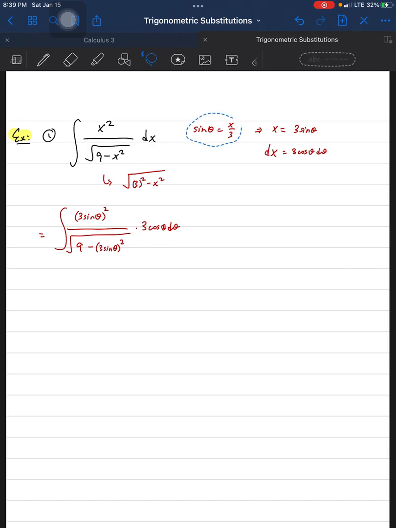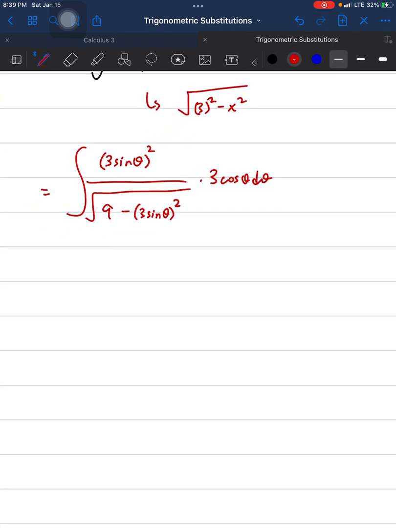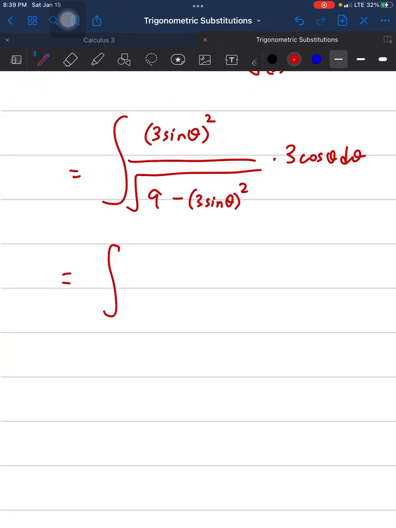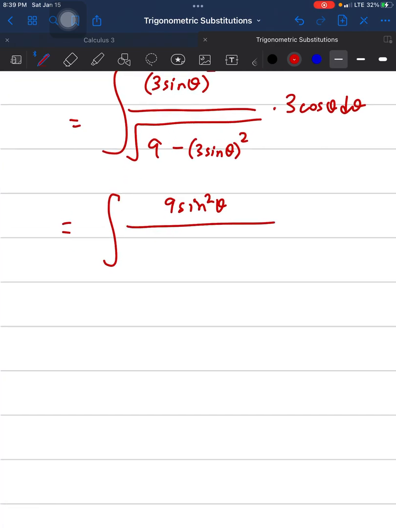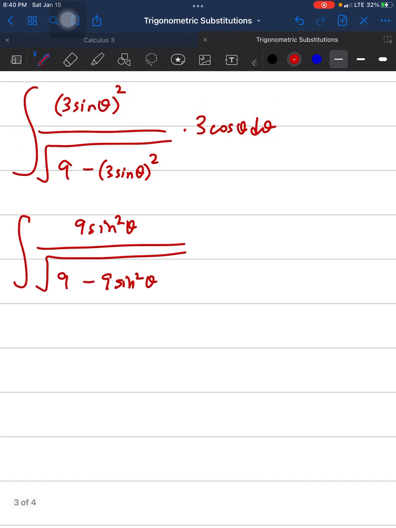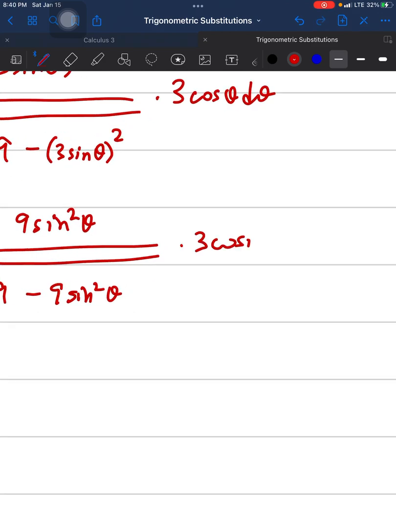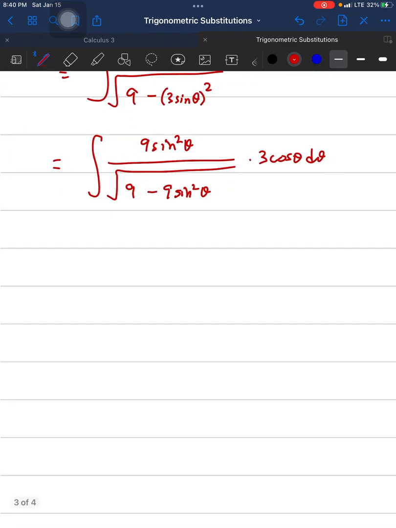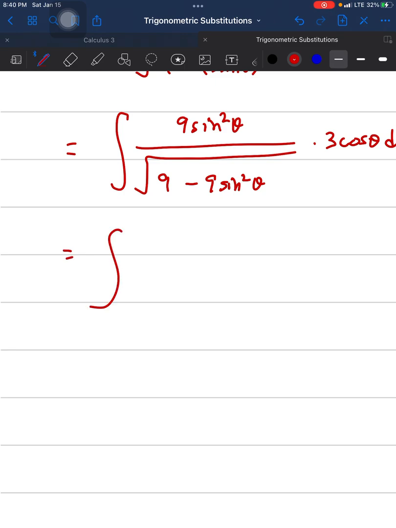So far all we did was find out what case we're in, which is the sine theta case, and then we rearranged sine theta equals x over 3 to get an expression for x, and then we took the derivative of that because we're going to need that for the dx. So the next step would be to simplify this a little. Let's get rid of those squares by squaring the 3 sine thetas. So we get 9 sine squared theta over 9 minus 9 sine squared theta, times 3 cosine theta d theta. So everything is in theta now.